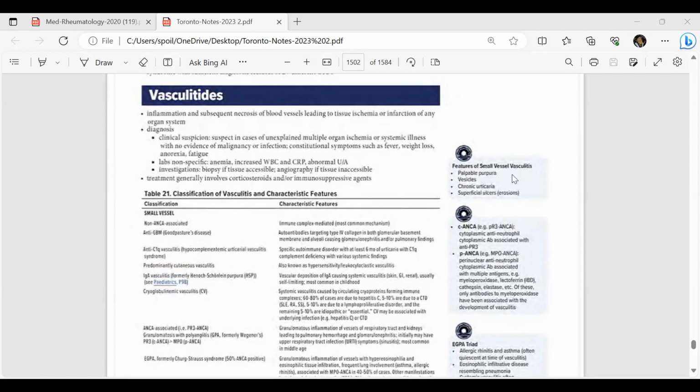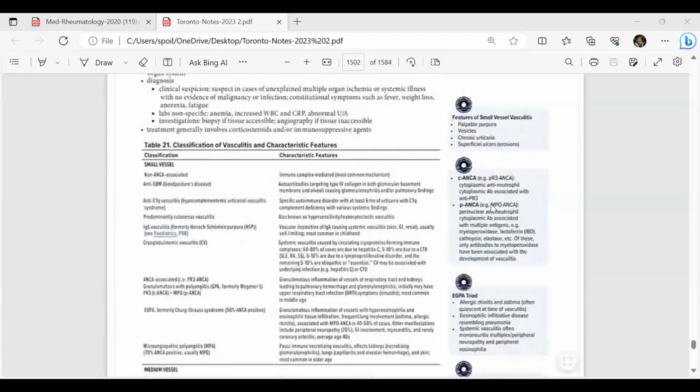Okay, so features of small vessel vasculitis are palpable purpura, vesicles, chronic urticaria, and superficial ulcers. We can see all these things in vasculitis. Palpable purpura will change the color and will be palpable, with itching, and with ulcers there might be irritation as well. After that is the classification and the characteristics.